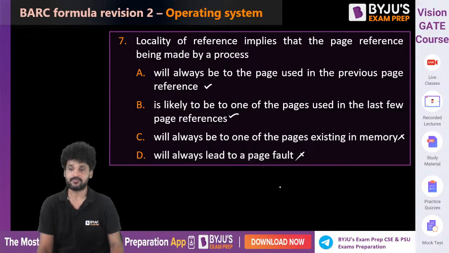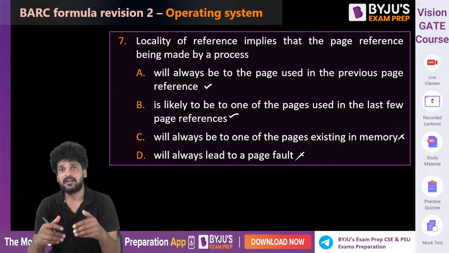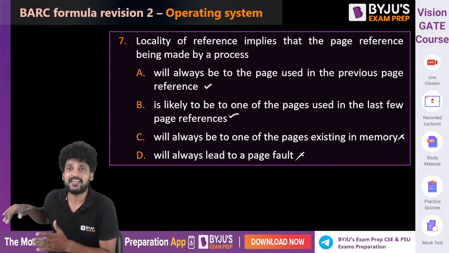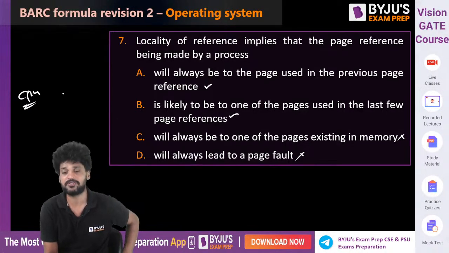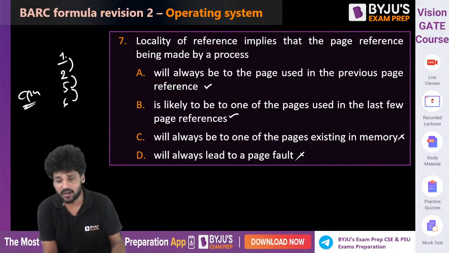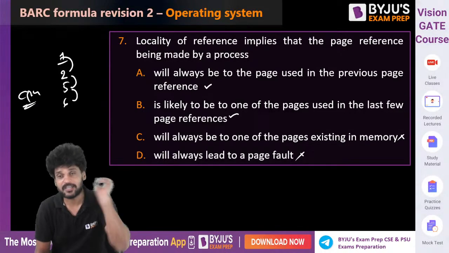No. Locality of reference states a possibility of reusing a page by the CPU which was recently accessed by the CPU. Let us say the CPU currently accesses pages. Initially it accessed the first one, second one, fifth one, and the sixth one. Now if the CPU has to access the next page, there is a possibility that it may ask for one of these pages which have been accessed most recently. That is the locality of reference.